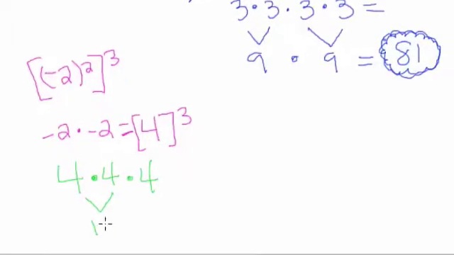4 times 4 is 16. I'm going to try to write that a little better. 16 times 4 equals 64. I'm going to put another pretty little circle around there so I remember it. Is my answer 64? No. Oh yeah, I have to go back and use this answer.